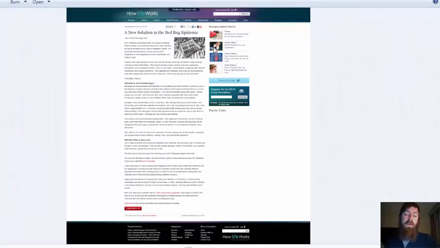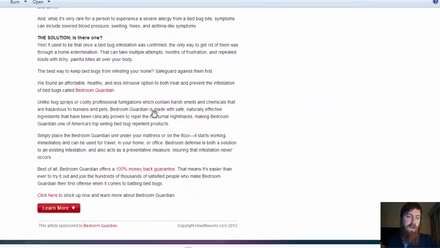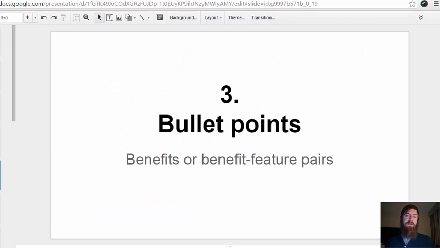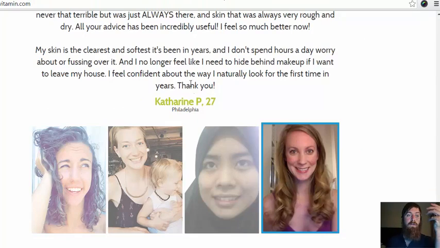So a benefit feature pair would be something along the lines of, this is going to reduce your fat by 20%, or you could say it's going to reduce your fat by 20% using a newly discovered protein. Or you could say this big screen TV will make your life better because it is 70 inches wide, or whatever that is.